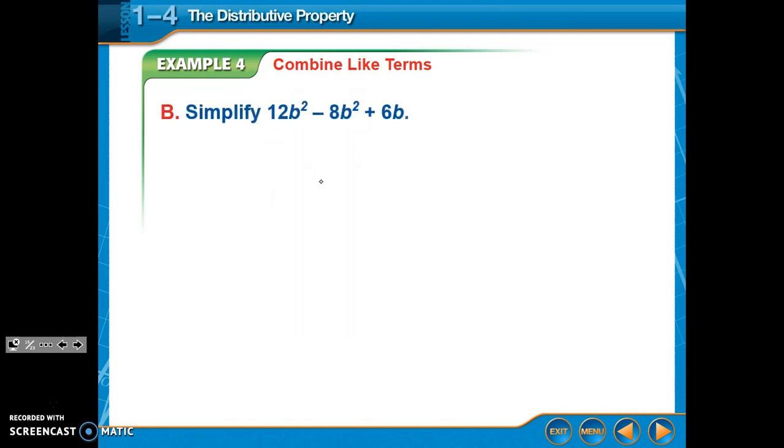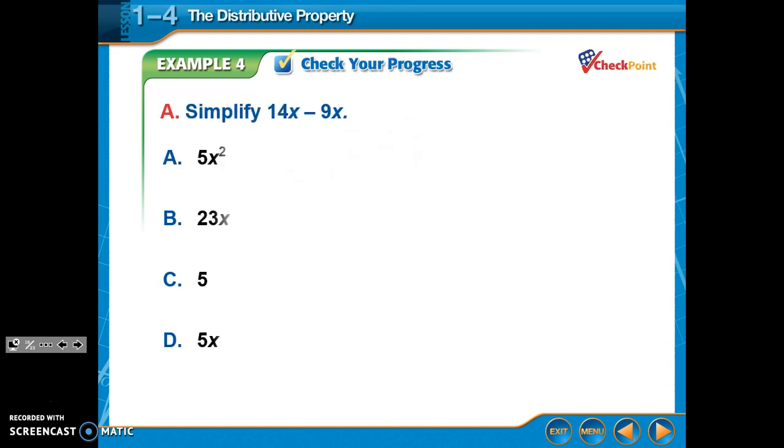Okay, so here I want to see which ones are like terms. I have b squared and b squared here, and here I have b. So because these two are the same, I can combine them. This one is different. I can't mix it with them. So I have 12 and negative 8. 12 minus 8, I have 4b squared. And this doesn't have anything to combine it with, so I just leave it as 6b. I can't mix them because this one is squared, and this one's technically to the first. Okay, you guys do these.